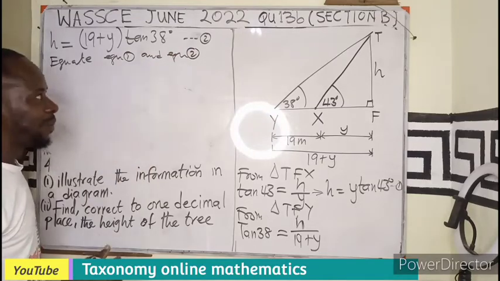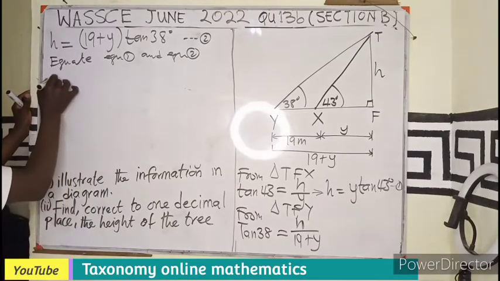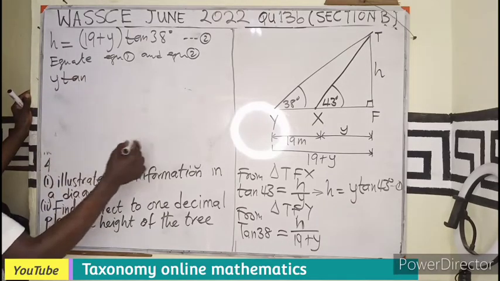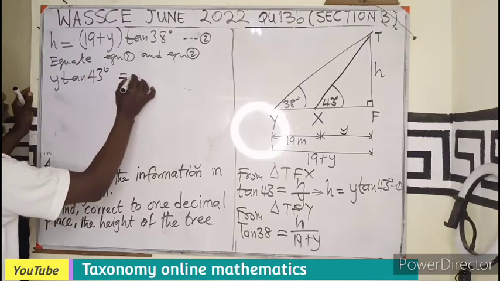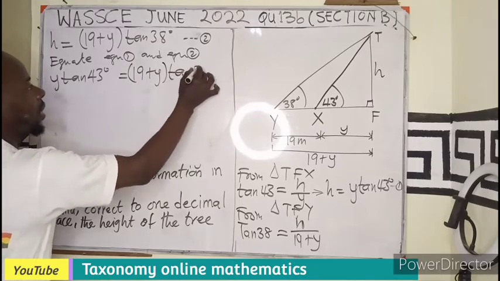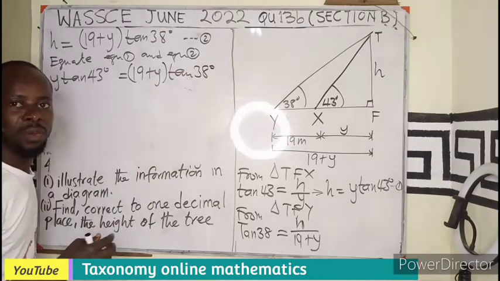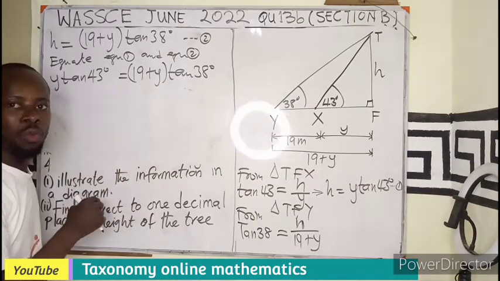So equating them simply means that they become equal. That means equation 1, which is y tan 43 degrees, equals 19 plus y tan 38 degrees. We equate the two sides to be equal. Then now we can find our y.